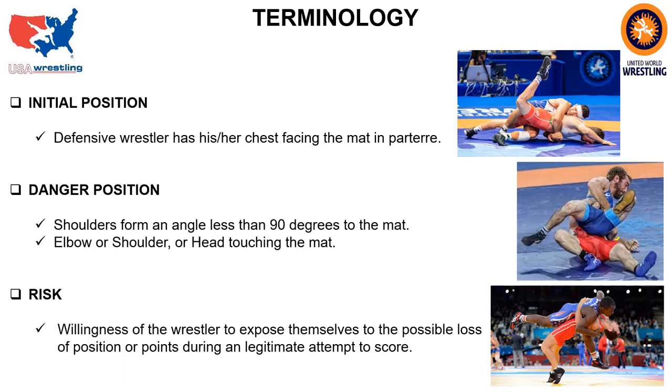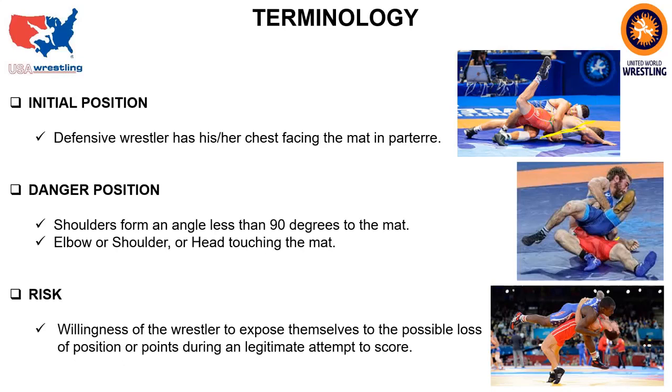So if we take a look at our picture to the right, we see that red is in the initial position, chest down, facing the mat in parterre. Blue has a trapped arm gut and is going to take him to the left. All right. Now, as blue starts the turn and completes the turn, blue must bring red back to this position here for a second turn to happen. Okay, that is the key of bringing the defensive wrestler back to the initial position.